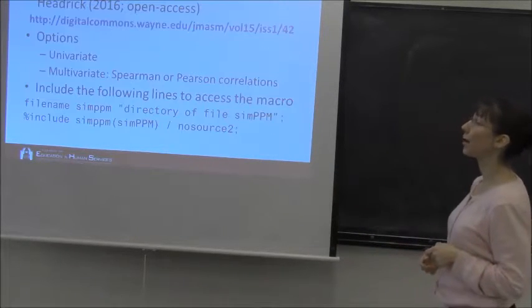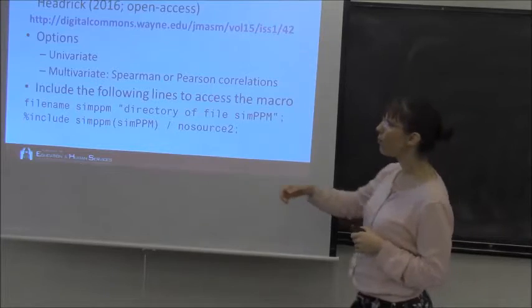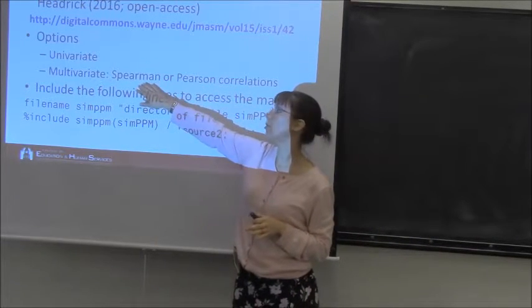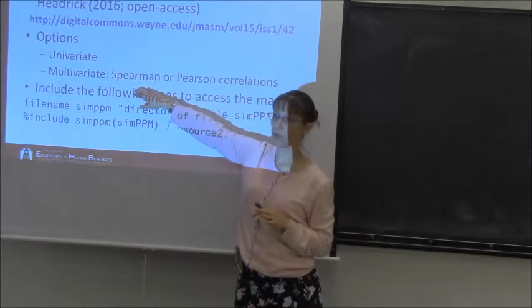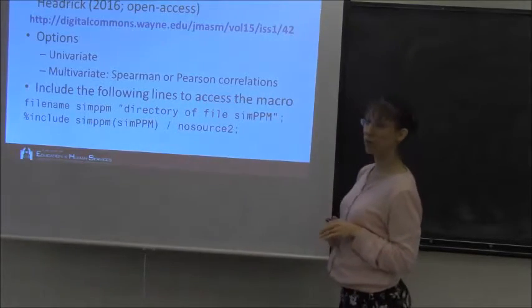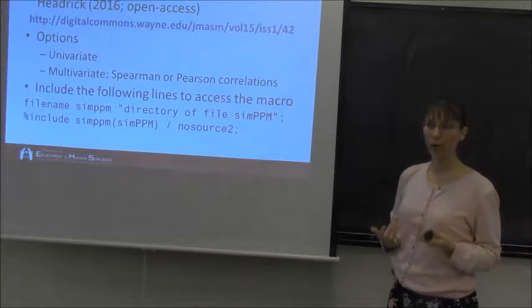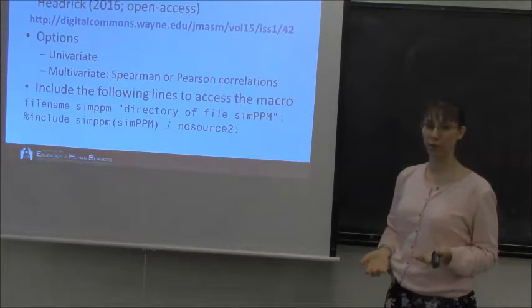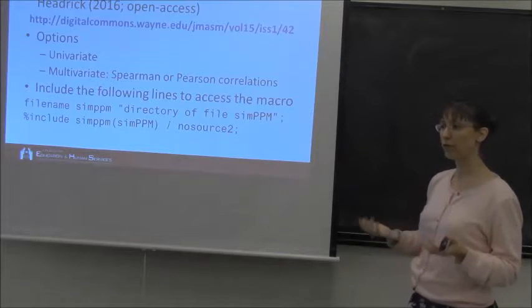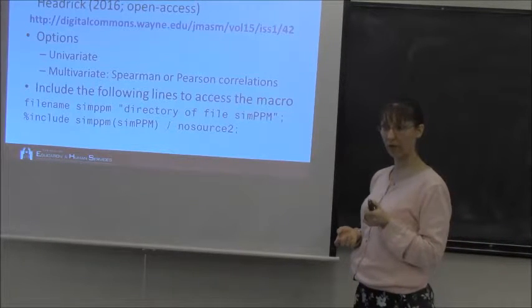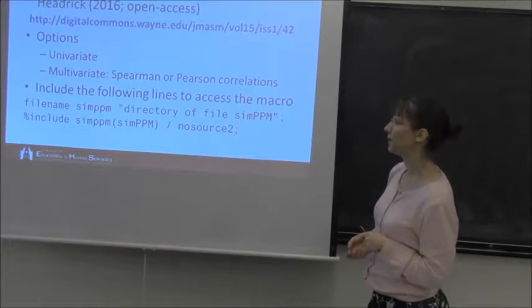All right, so what's in the macro? Well, we have both univariate and multivariate options, and the multivariate option includes both the option for specified Spearman correlations and the specified Pearson correlations. Now, in order to use the macro, you don't have to have a lot of facility with SAS. Obviously, you have to have access to the software, but if you can copy, paste, and make some slight modifications, you can run this in SAS.